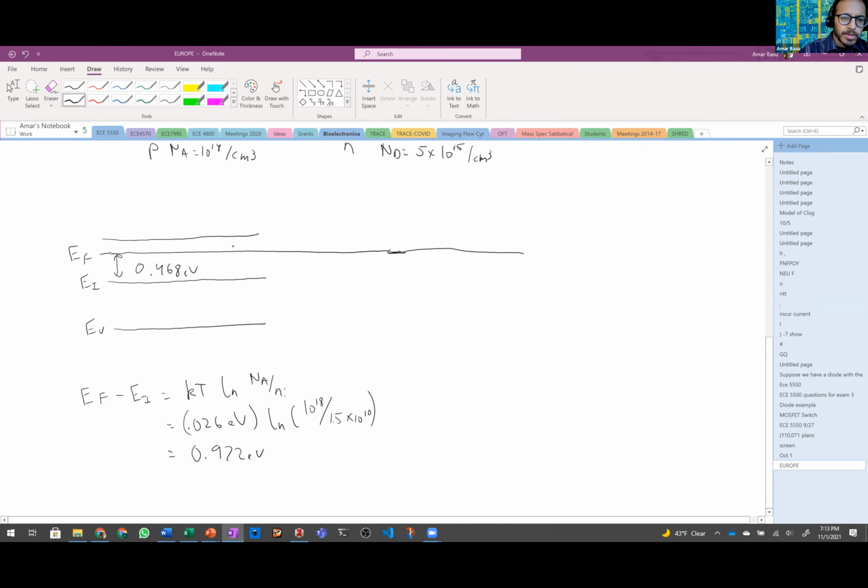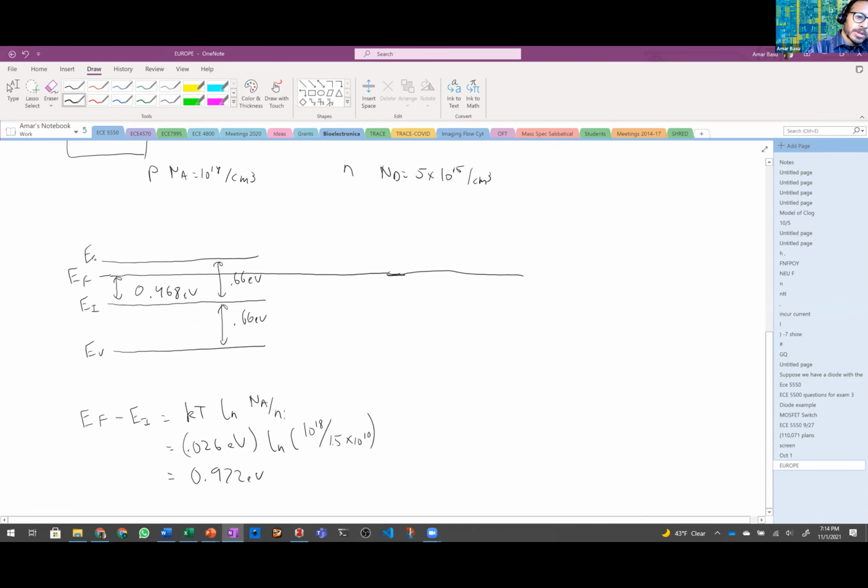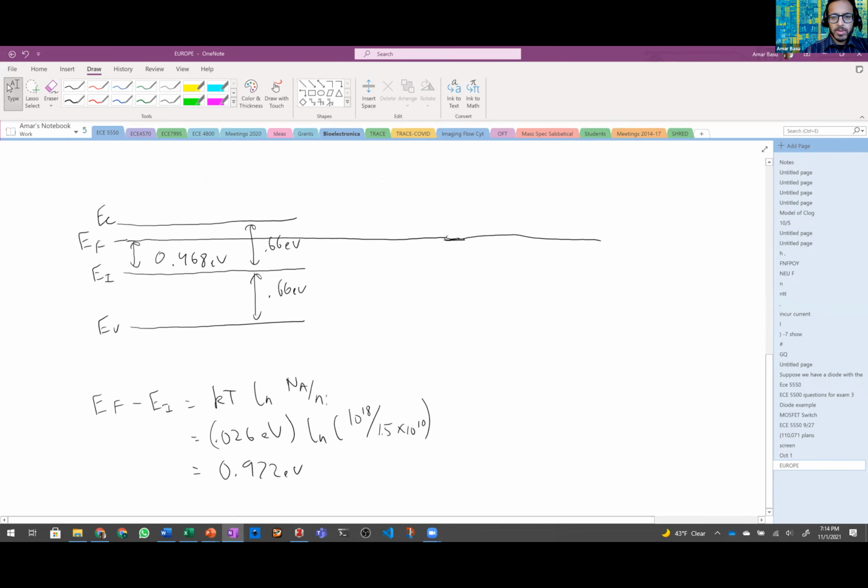Okay, so that's 0.468 there. Just for reference, this is about 0.66 electron volts. Why? Because the band gap of silicon is 1.12 electron volts, and this is about half of that. So here's our conduction band here. So we drew the band diagram on the left side. So Corey, maybe you can help out with a similar process for the band diagram on the right side.